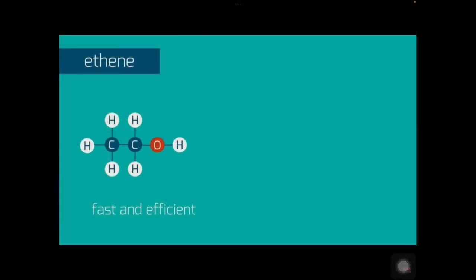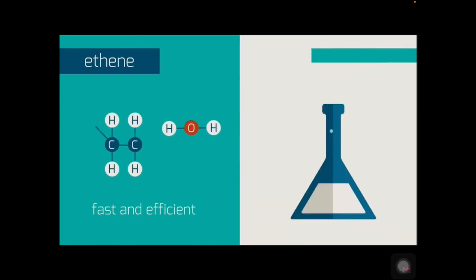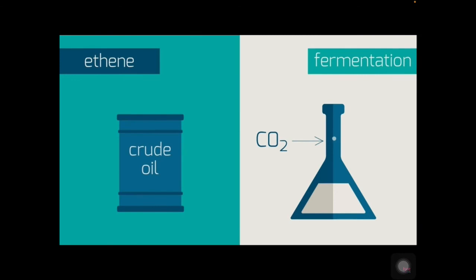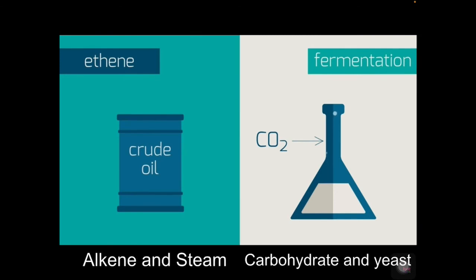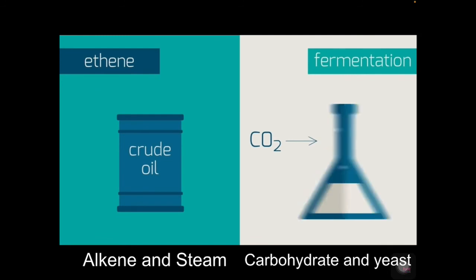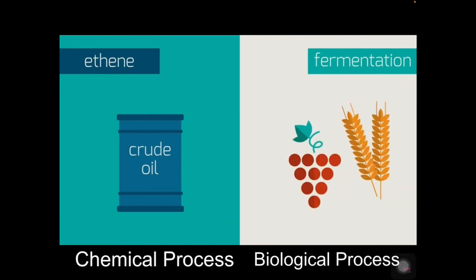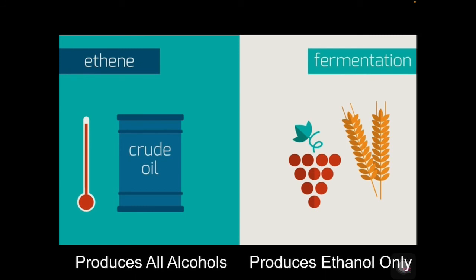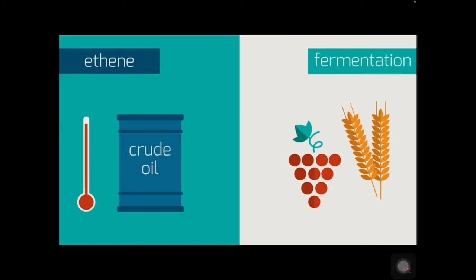So let's revise the idea of the 2 processes of making alcohols. First process is the addition of steam and the other is fermentation. Both processes are really different and let's compare them. In the addition of steam we need alkene and steam, but in the other process we need a carbohydrate and yeast. The addition process is a chemical process, not a biological one, but fermentation is largely a biological process. The addition process requires a 300 degree temperature, but fermentation needs only 25 to 30 degrees. The addition process can make all the alcohols possible, but fermentation can make only the ethanol molecule.